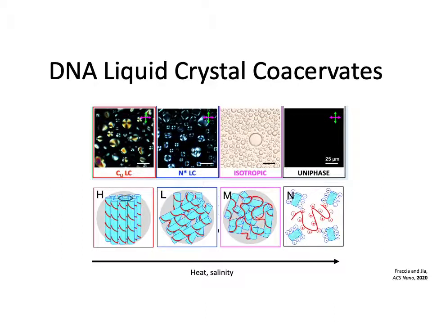Next, upon further increases in heat and salinity, we see the disassembly of these long rods, resulting in shorter DNA duplexes interacting with the peptides, which results in formation of non-liquid crystal coacervate droplets. And finally, upon high heats or high salinities, the entire assembly disassembles. So the DNA no longer interacts with the peptides, resulting in disassembly of the entire droplet phase.